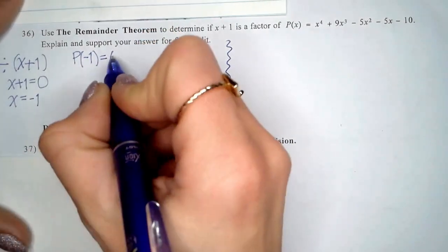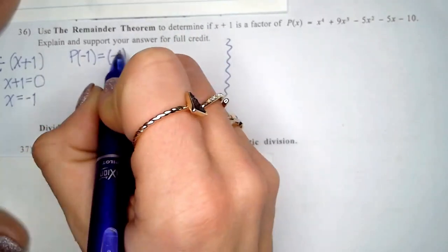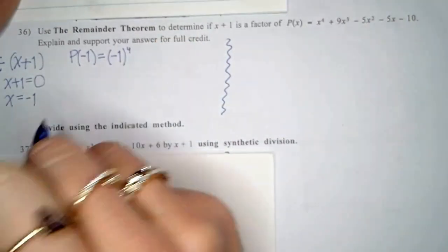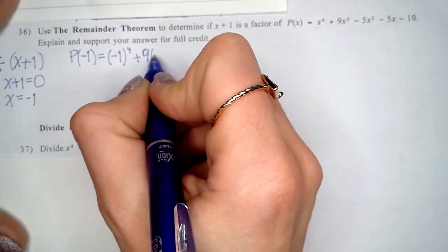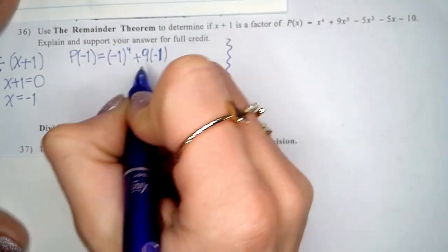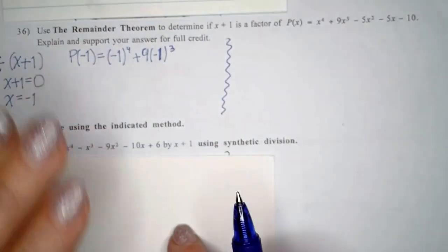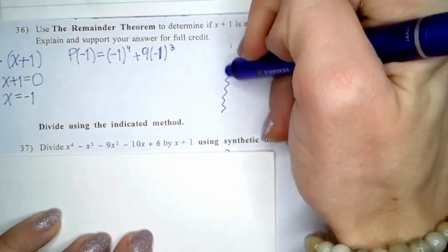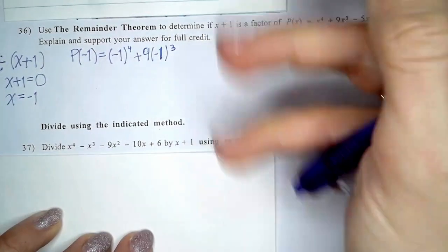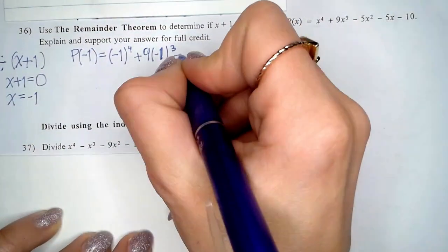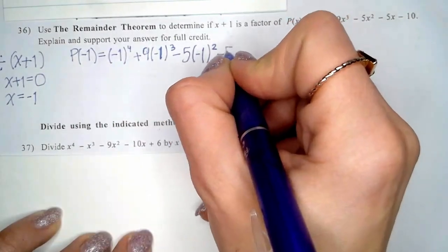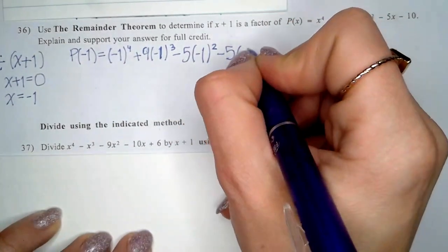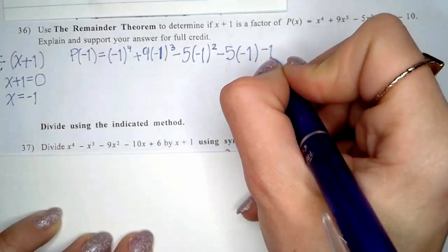You do want to be careful with parentheses, especially if you have a calculator. So we have negative 1 to the 4th power, and then we have plus 9 times negative 1 to the 3rd power. I'm going to erase this line over here, because I actually need to cut off the space there. Minus 5 times negative 1 to the 2nd power, minus 5 times negative 1 to the 1st power, minus 10.